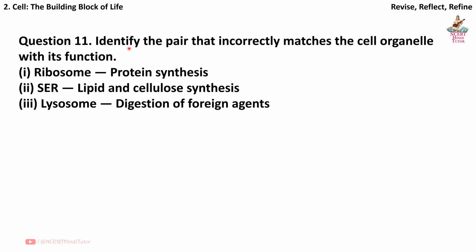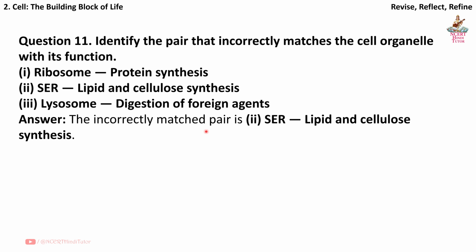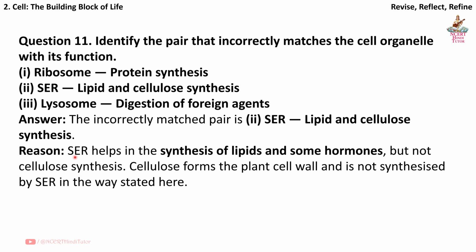Question 11. Identify the pair that incorrectly matches the cell organelle with its function. Answer: the incorrectly matched pair is second, SER, lipid and cellulose synthesis. Reason: SER helps in the synthesis of lipids and some hormones, but not cellulose synthesis. Cellulose forms the plant cell wall and is not synthesized by SER in the way stated here.